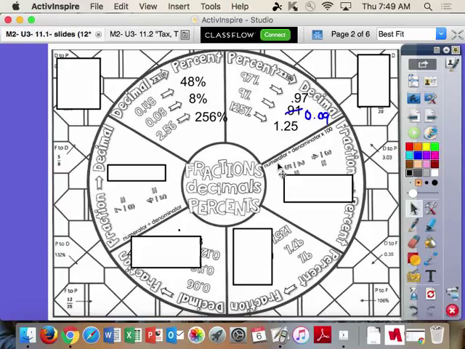3/4, numerator divided by denominator times 100. Numerator divided by denominator, what's that give you? 75 hundredths. Times by 100 gives you 75%. Do the same thing with 2/5. You should get 40%. Okay?